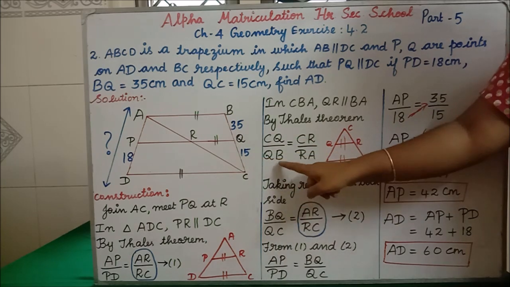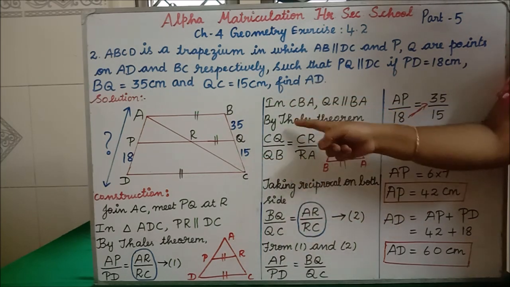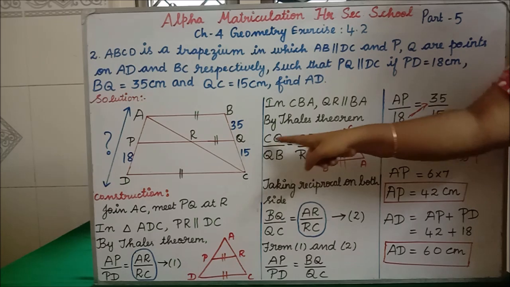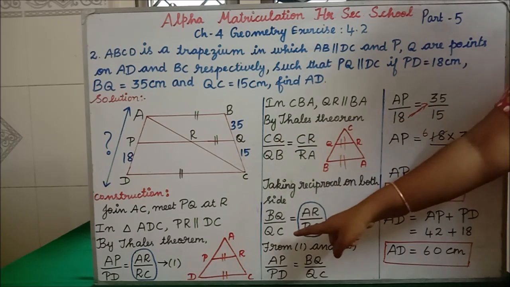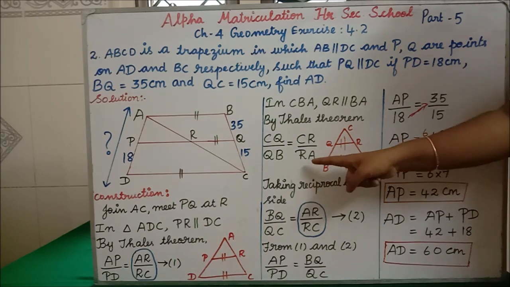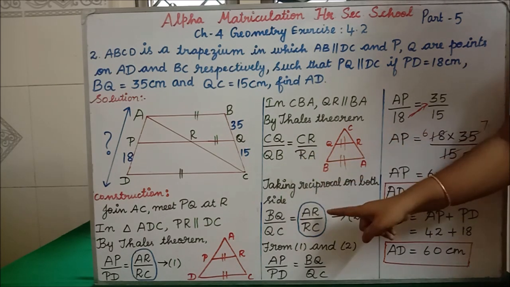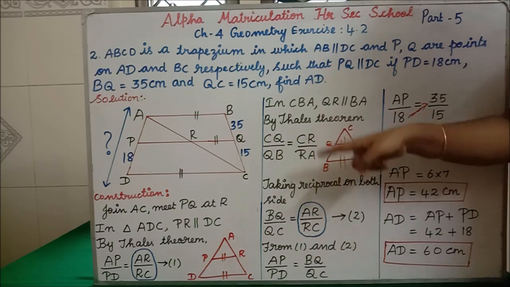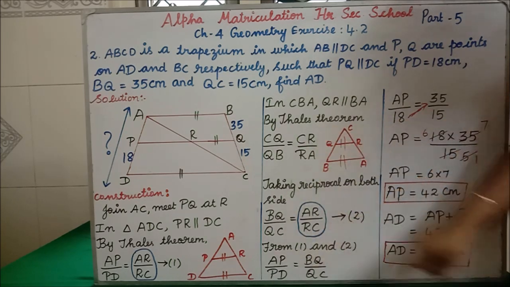So BQ, this part has gone up. Then this part is coming down. CQ we can write as QC. So it is coming down, QC equal to. Similarly, if this denominator part goes up, what will it become? AR. So I have written AR. This is coming down; we can write it as RC.